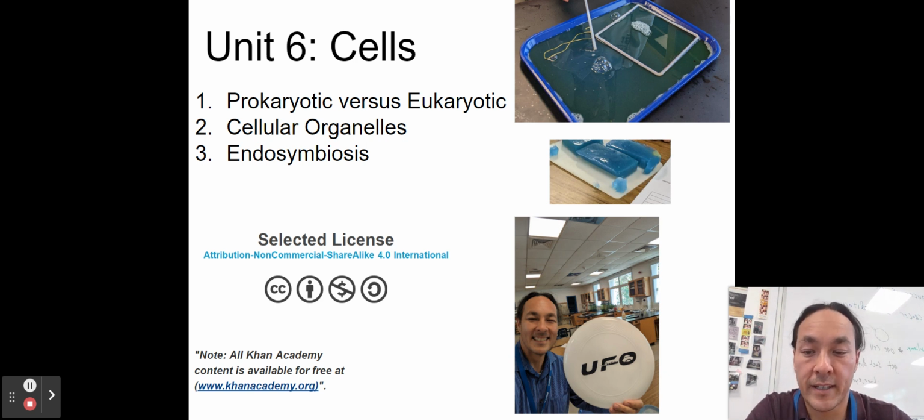I also encourage you to check out the CK12 textbook that we use in class. The main parts of this video will go over prokaryotic and eukaryotic cells, cellular organelles, and how they contribute to emergent properties of jobs within the cells, and then we'll finish up with endosymbiosis. I hope you enjoyed this unit. There are a lot of fun labs and fun activities. And just remember that cells are the basic units of life.